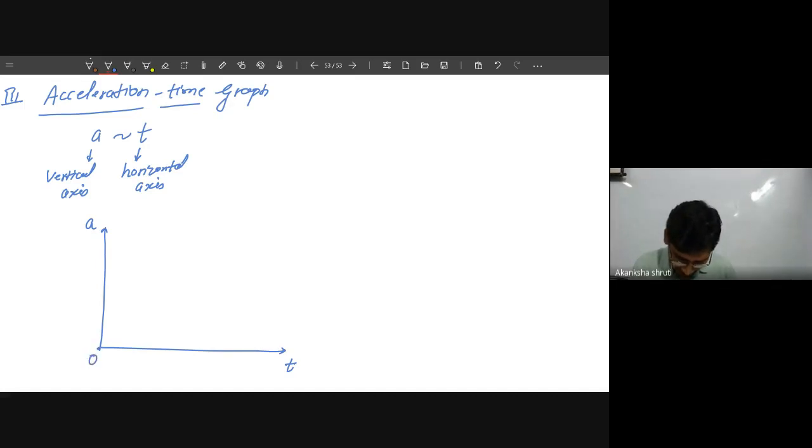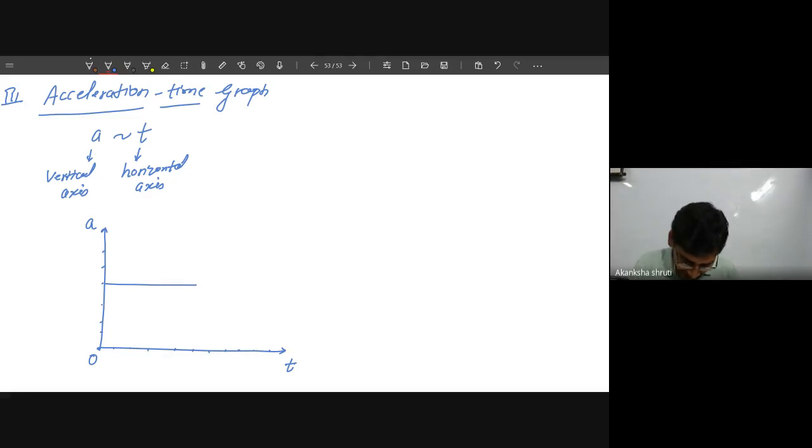This will be the origin. Different values of A are plotted along the vertical axis, and different times are plotted along the horizontal axis. By joining the different points, we will get the curve or the plot. It may be possible that the plot itself is like this one.